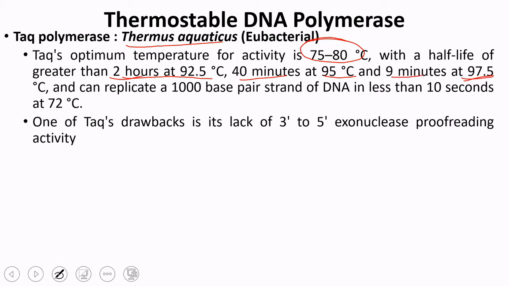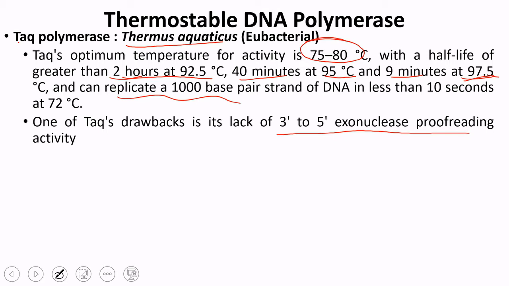But we are not going to go to 97.5. Maximum we go to 92 to 95 degrees centigrade. Taq means Thermus aquaticus: T means Thermus, Q means aquaticus. This Taq polymerase can replicate 1000 base pairs per strand of DNA in less than 10 seconds. And one of the Taq polymerase drawbacks is that it lacks 3' to 5' exonuclease proofreading activity.